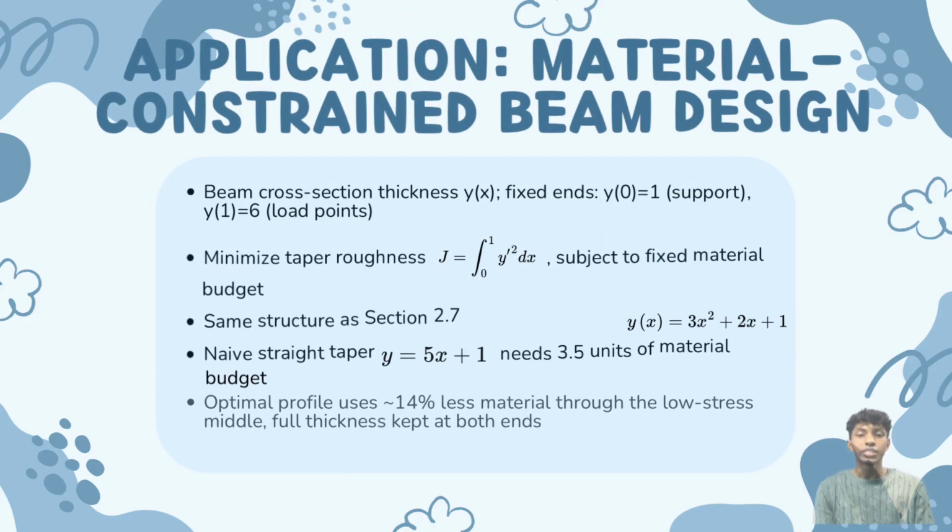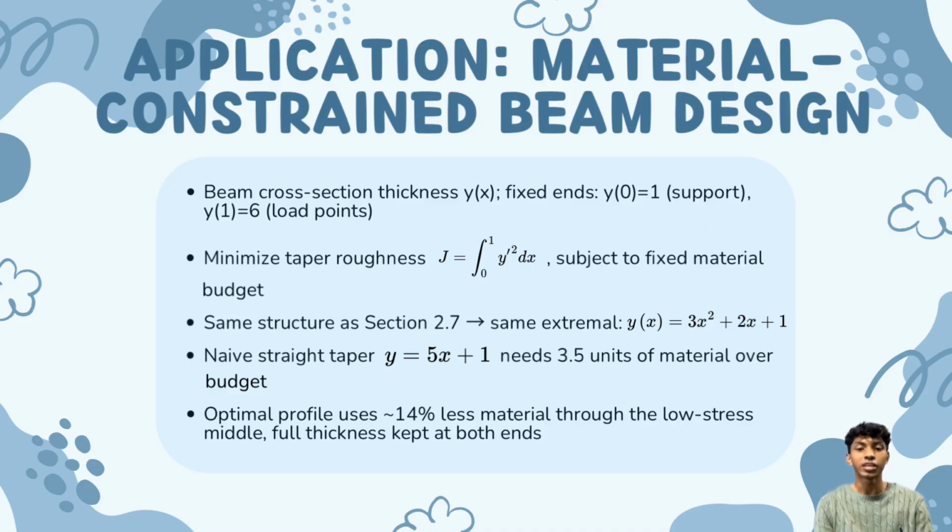To wrap up, the same math shows up in a real design problem, which is beam design. Picture a tapered beam bracket fixed to a wall at one end needing thickness 1 and carrying a load at the other end needing thickness 6. You want the taper to change as smoothly as possible, since sudden change in thickness creates stress concentration. So that's exactly our J functional. And the total material we are allowed to use becomes our constraint, fixed at 3 units.